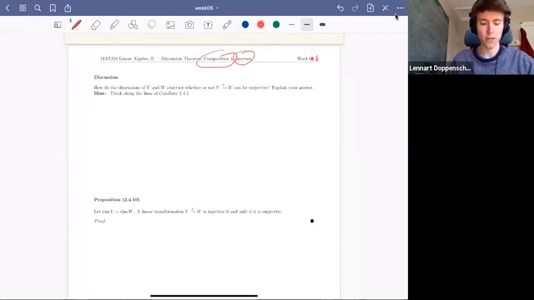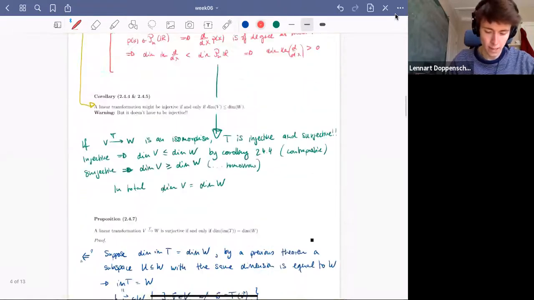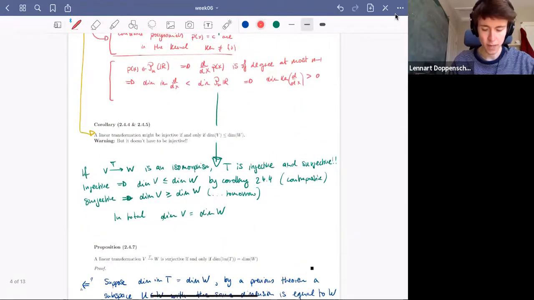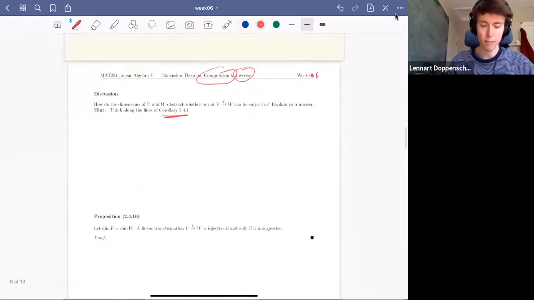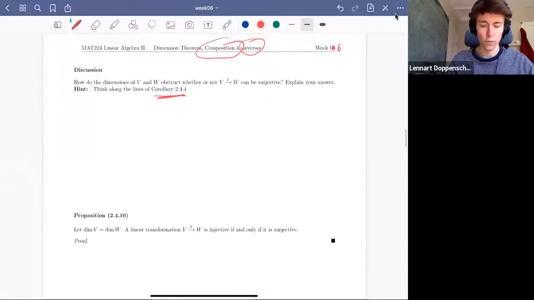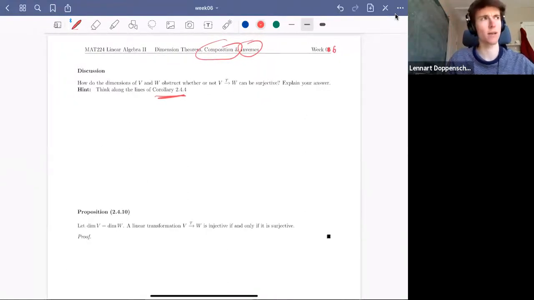Okay, so for now, to get back into the topic, let's discuss this. If you have a linear transformation between two vector spaces V and W, how do the dimensions of V and W obstruct whether T can be surjective? Compare this to corollary 2.4.4. This corollary said that a linear transformation can only be injective if the domain has a smaller dimension than the codomain. So if it's going into a bigger space, then it can be injective, otherwise it can't be injective. Now just think for maybe 2 minutes, what about surjectivity? Maybe we've already discussed something along these lines.